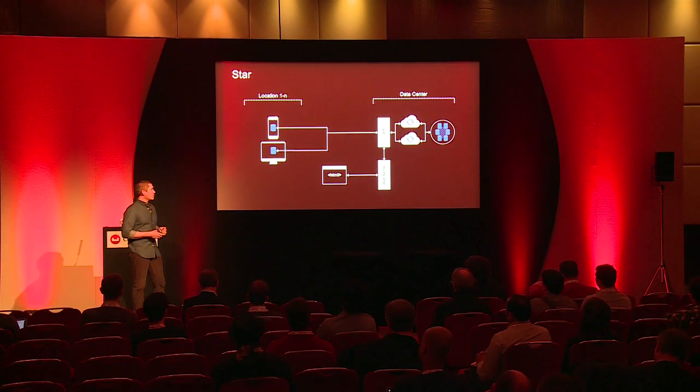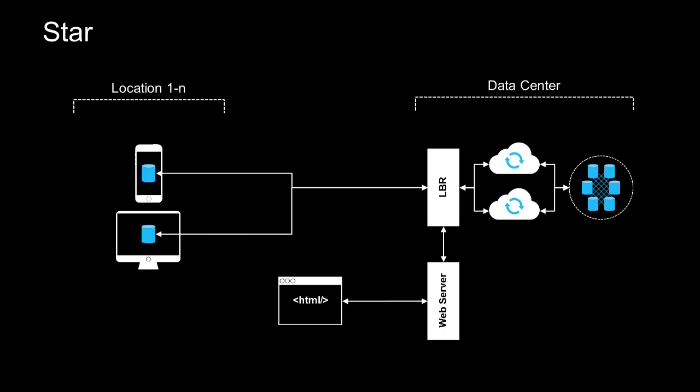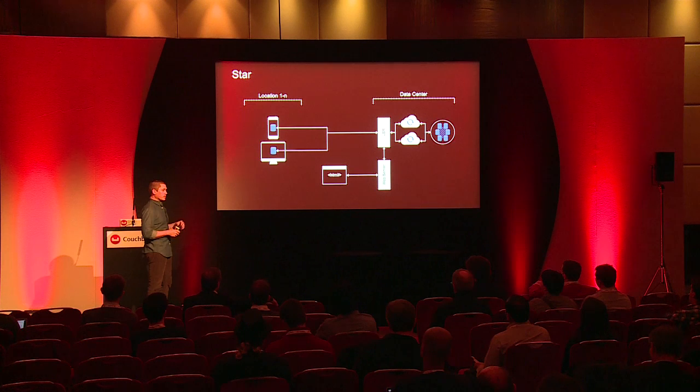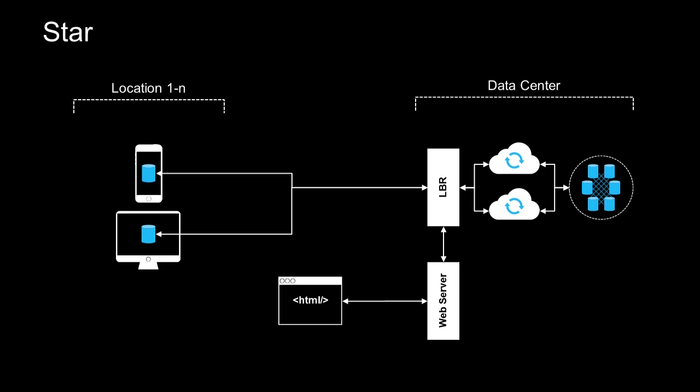So the first is a star topology. So this is the most popular topology. You have a global data center with a Couchbase Server cluster deployed. You see that on the far right there. Some Sync Gateway nodes in front of that. Those scale out just like Couchbase Server, and they can be scaled out independently. And then you have a load balancer in front of that.